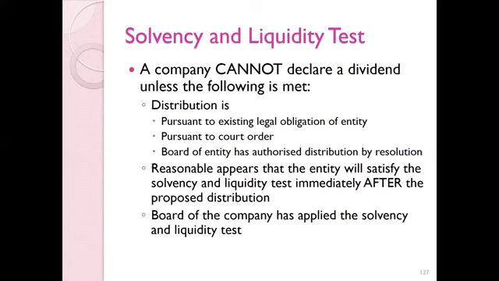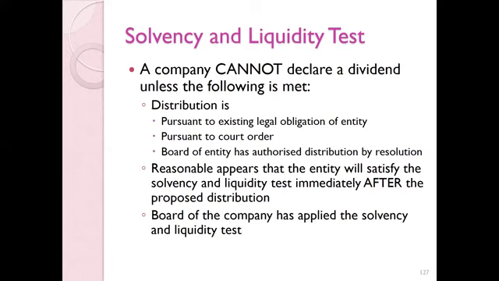Firstly, the distribution: is it pursuant to an existing legal obligation of the entity or a court order, or has the board of the entity authorized the distribution by resolution? So typically, the final bullet point there is what would be satisfied, that the board of directors would have authorized the distribution in the form of a resolution. So they've done some form of vote on the distribution in the form of dividends. What is important is the next bullet point. It must reasonably appear that the entity will satisfy the solvency and liquidity test immediately after the proposed distribution.